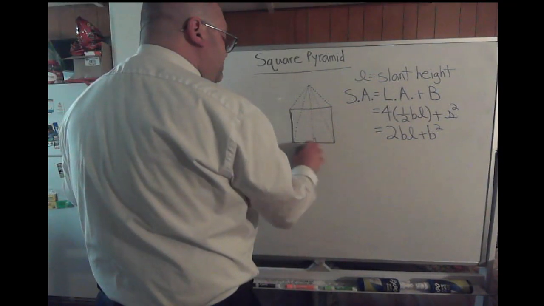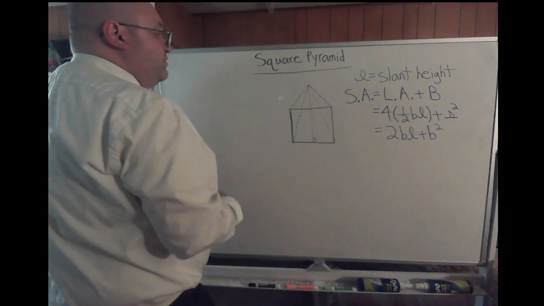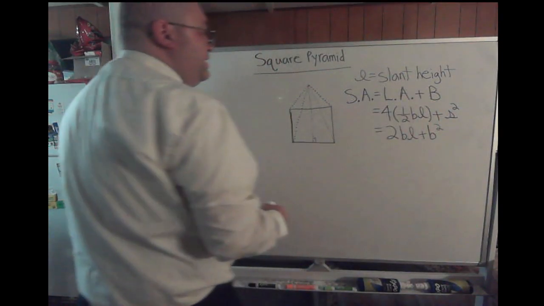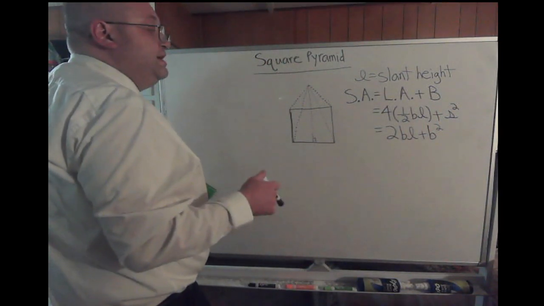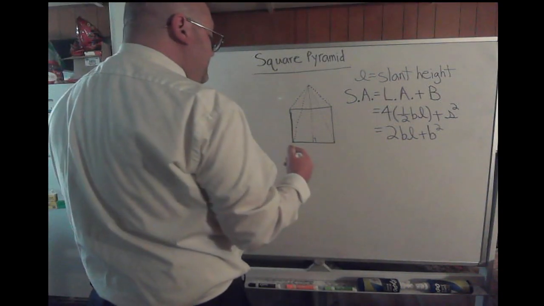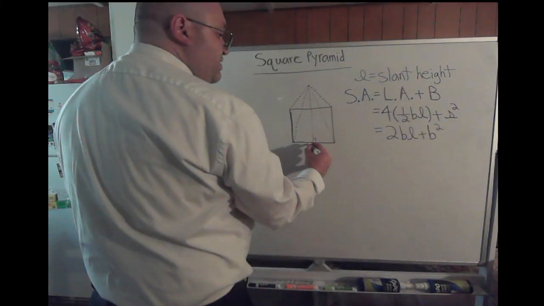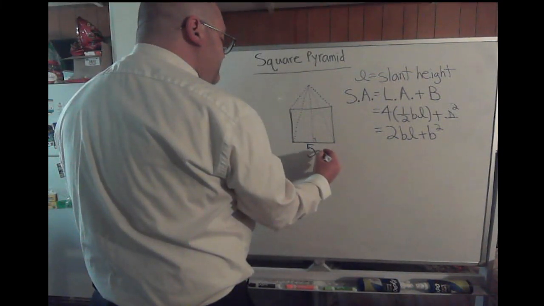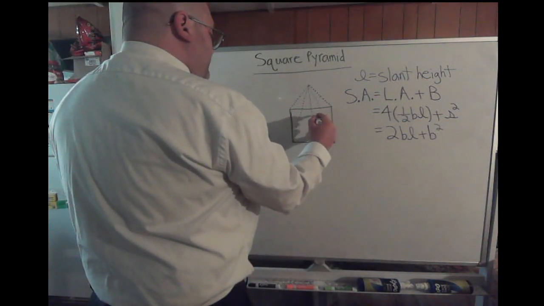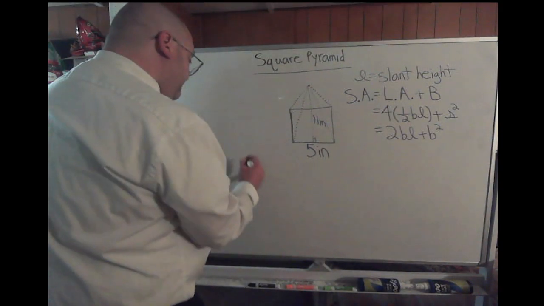And if you had a triangular pyramid, then it would look a little bit different. You would derive the formula for a triangular pyramid, but the overall formula is the lateral area plus the area of the base. That's true for pyramids or for cones, which we'll get into in a minute. But let's say we have the length of the base of the triangle, which is also the length of the side of the square, being 5 inches. We have the slant height being 11 inches. We want to find the surface area.